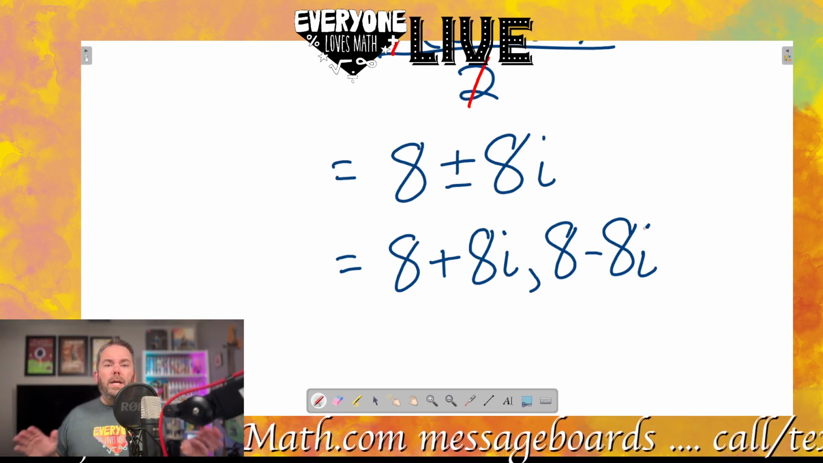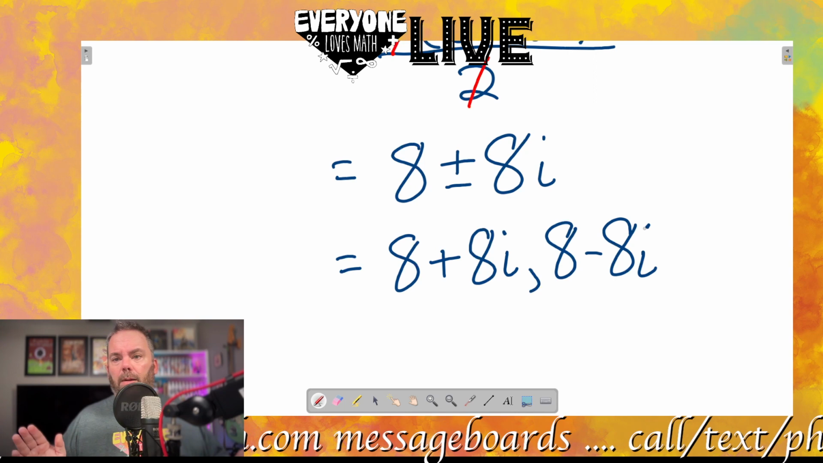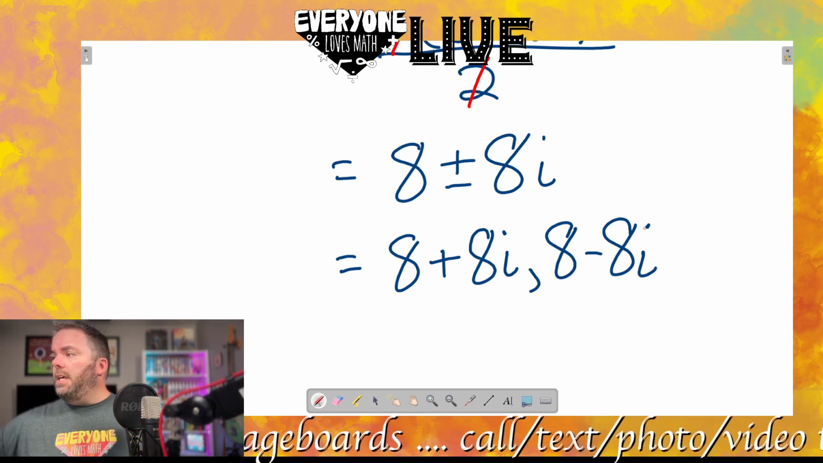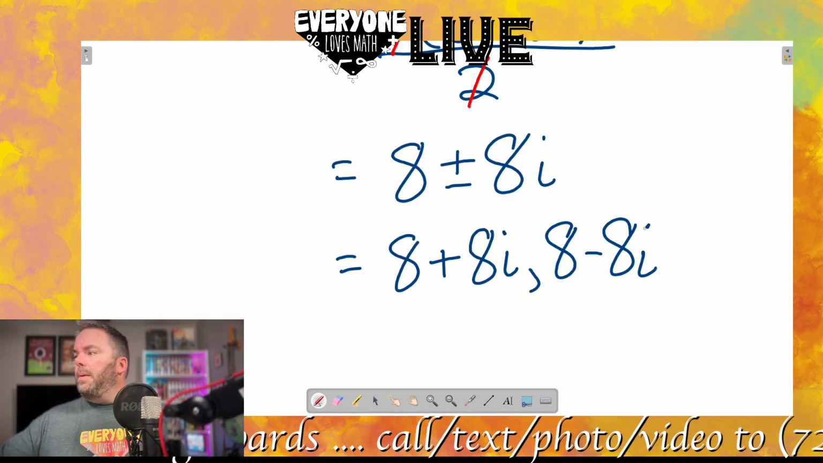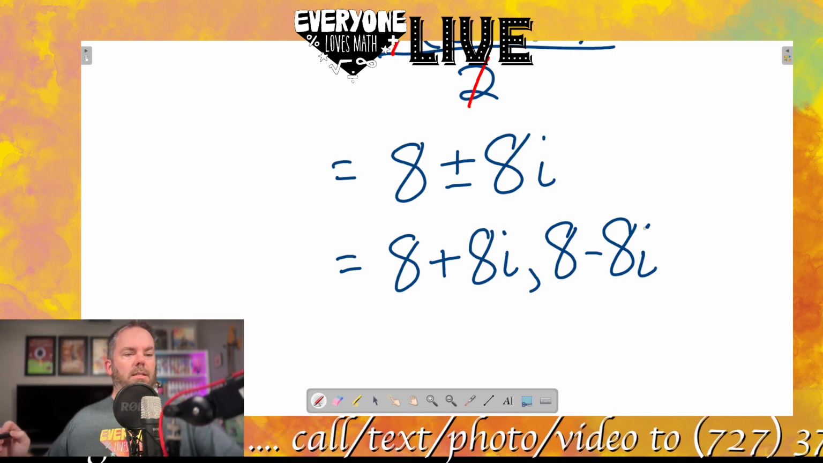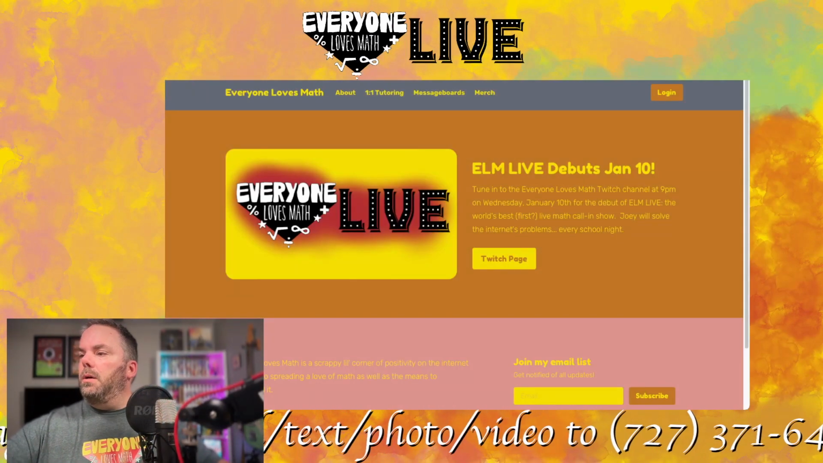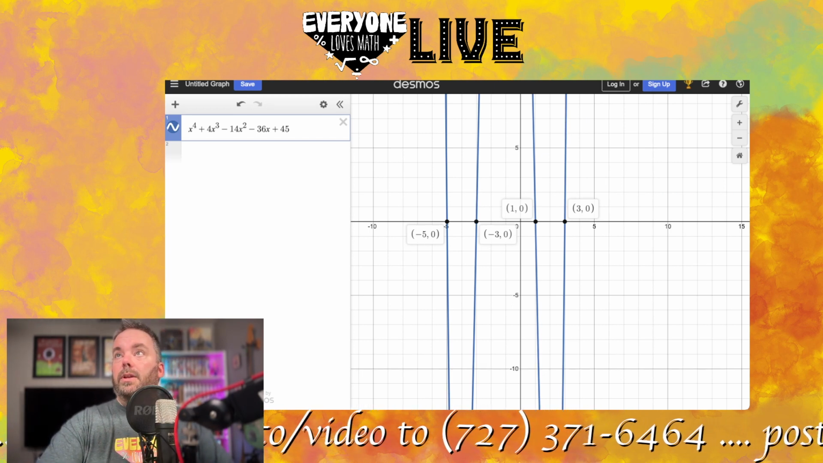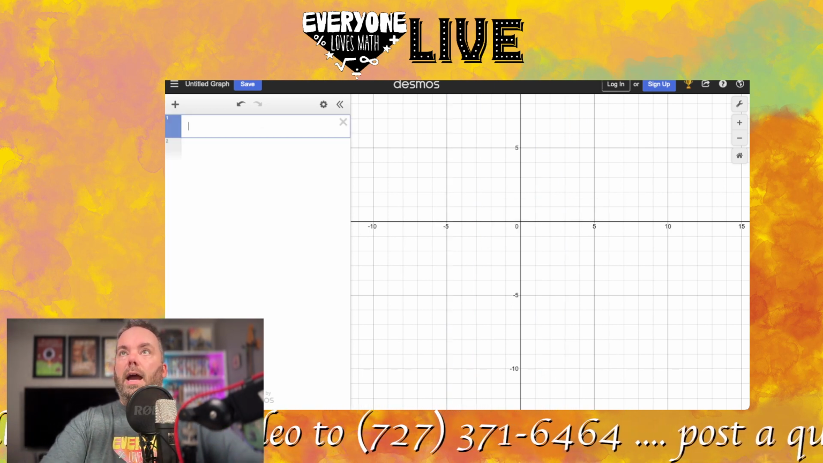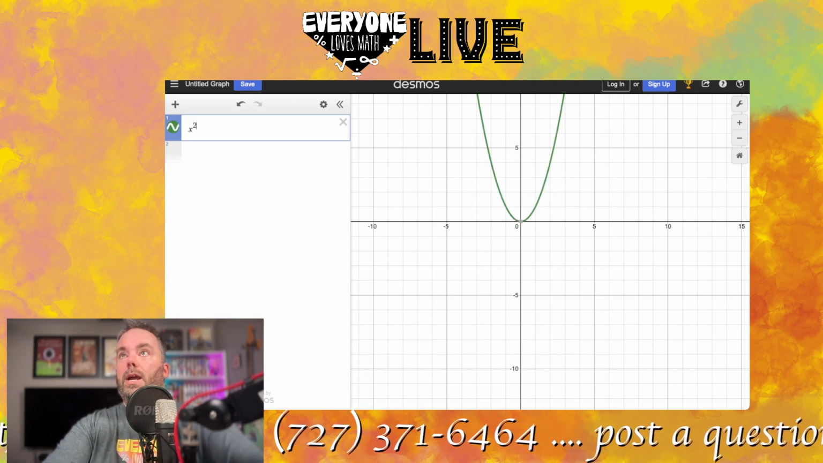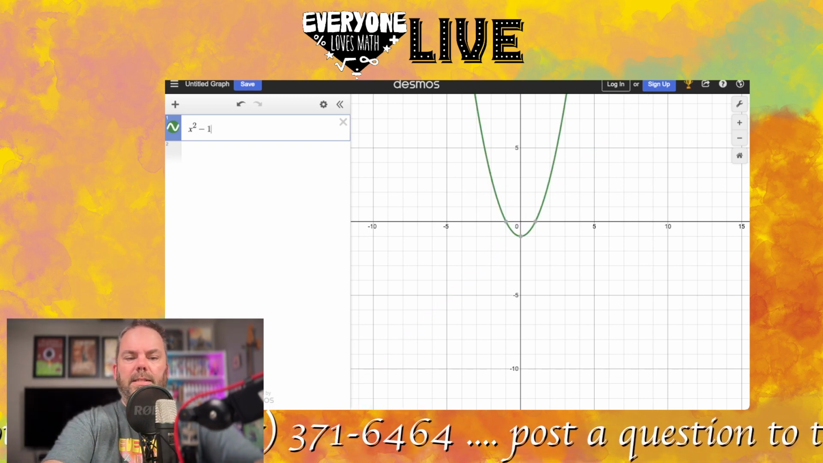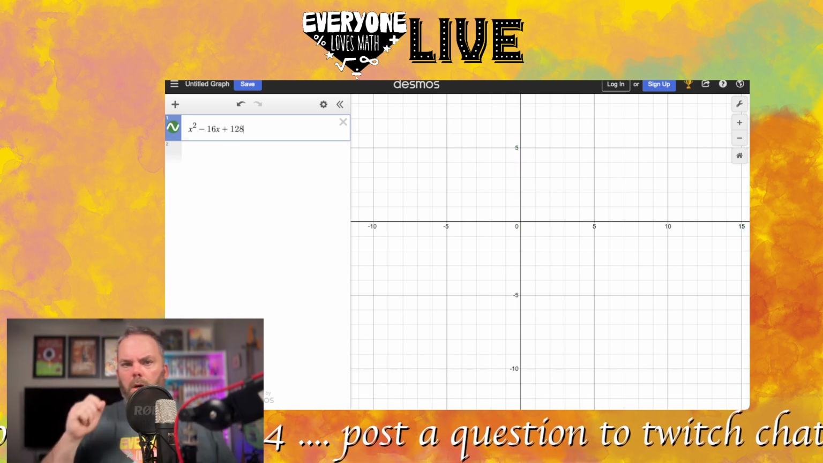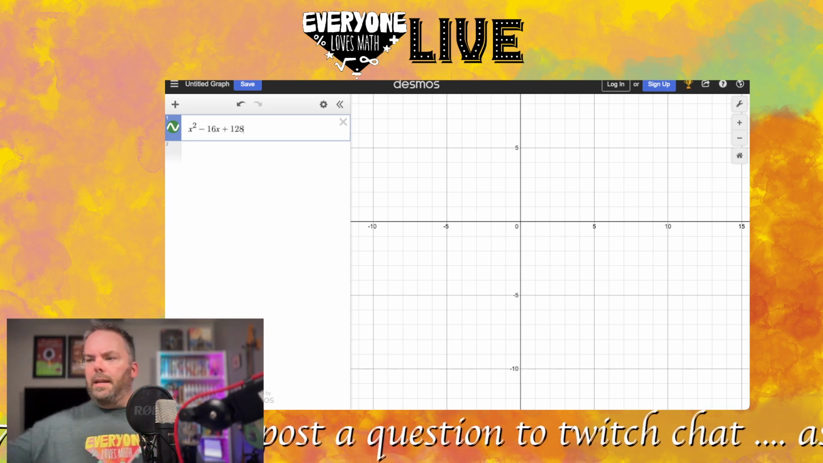Before we're done with this problem, let's go back and graph this in Desmos, because this is just a quadratic, so we should be able to see what it looks like. All right, so I'm going to go to Desmos. There we are. I still have an old problem on here, so let's get rid of that. Now I'm going to graph this quadratic. I'm going to put in x squared minus 16x plus 128. I put in that quadratic and I can't see anything.